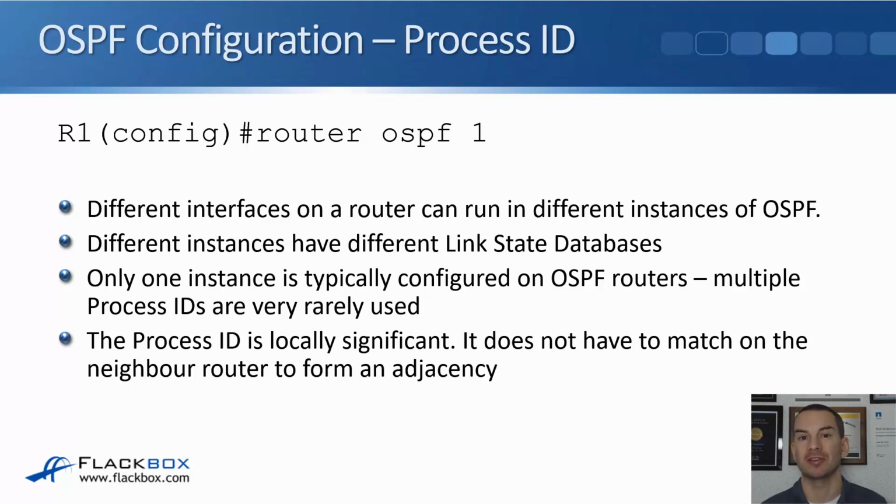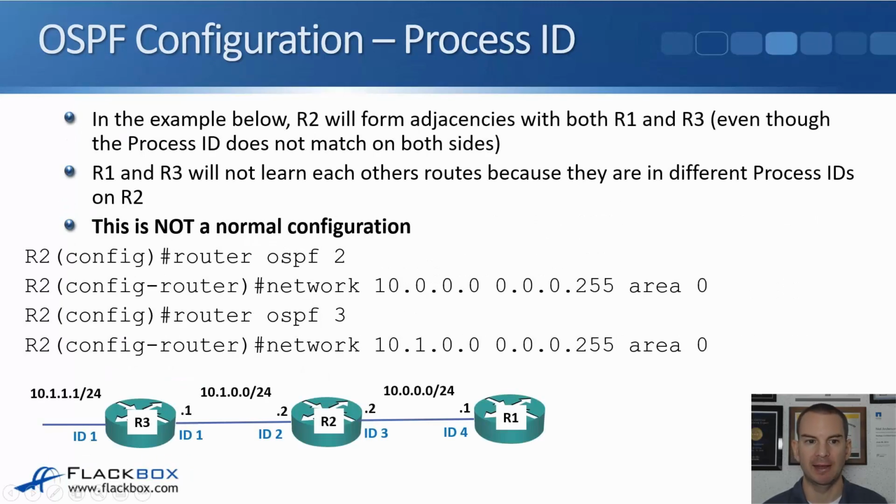Only one instance is typically configured on OSPF routers. Multiple process IDs are very rarely used. It's not normal to have different process IDs on the router. The process ID is locally significant, meaning it does not have to match on the neighbor router for them to form an adjacency. You'll see what I mean about that coming up on the next slide.